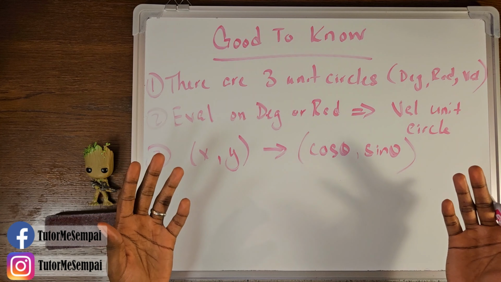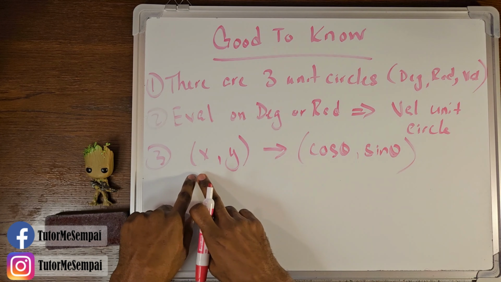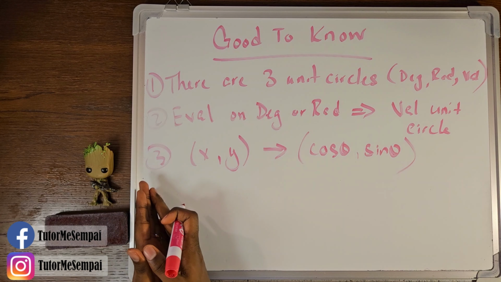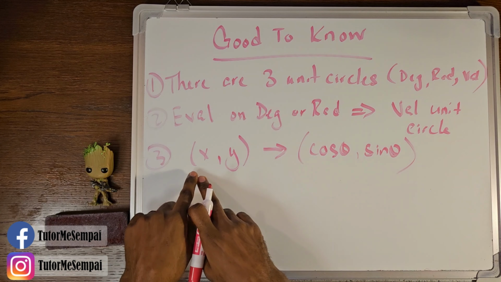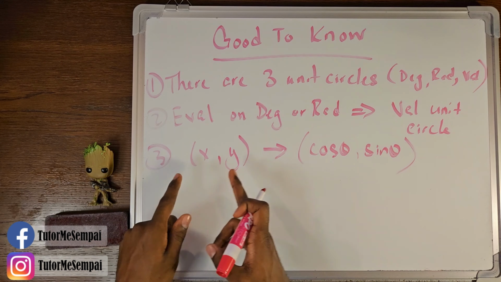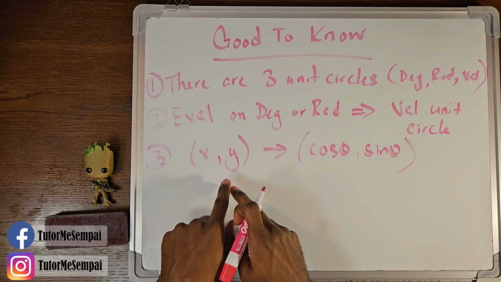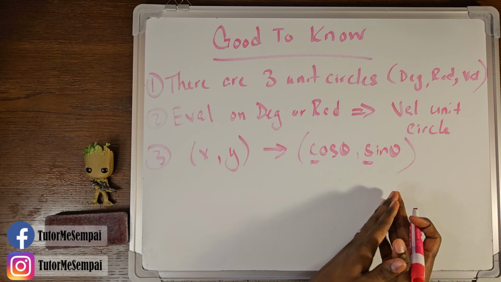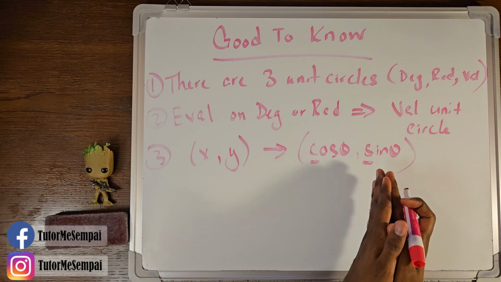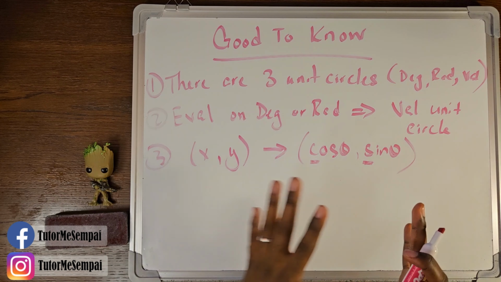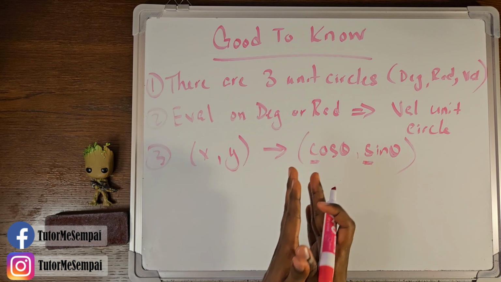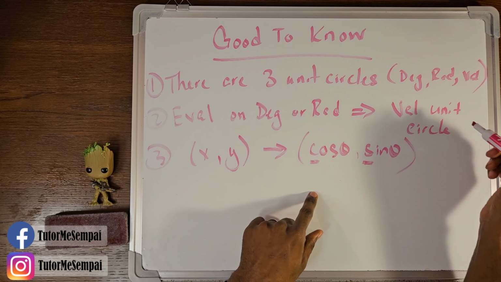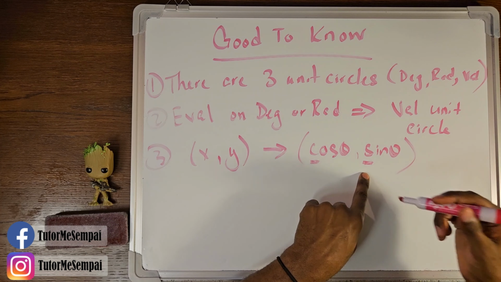Now, how do you remember this? Well, an easy way to remember this is, look at this. X comes before Y in the alphabet, right? X, Y, Z. Therefore, X comes before Y in your point. C comes before S in the alphabet. So therefore, cosine comes before sine in your point. So that's going to be a really easy way to remember cosine before sine. Cosine is always going to be that very first number in your point on your value unit circle. Sine is going to be that second one.